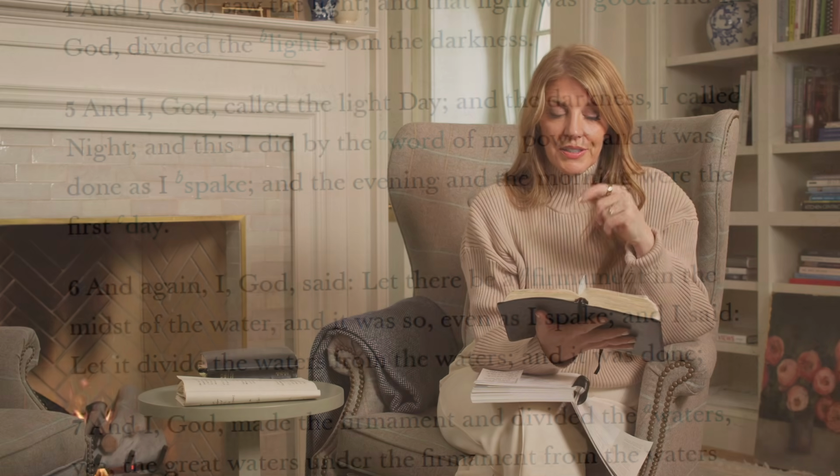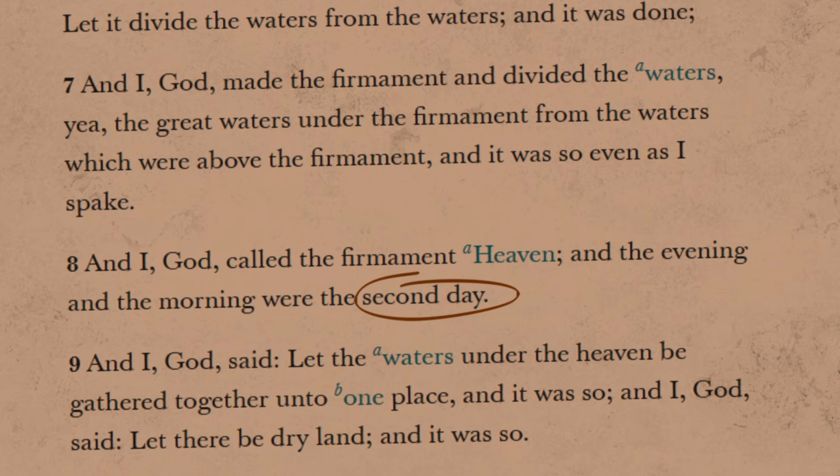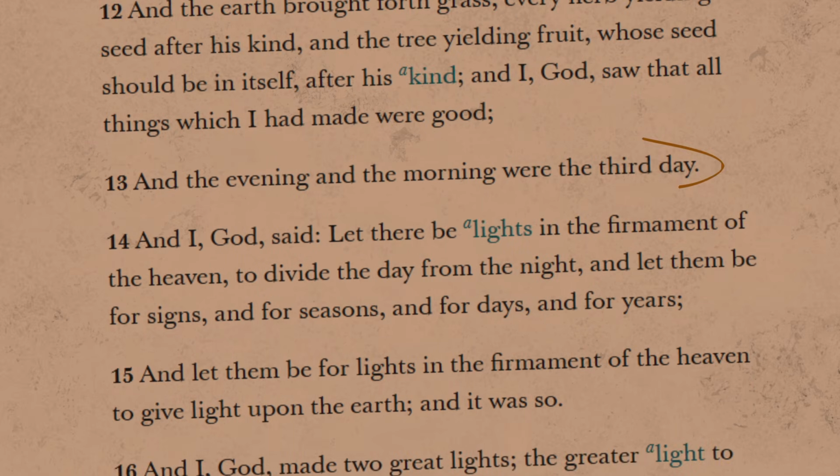One thing you can do is to go through and circle all the days. Verse 5, circle first day. Verse 8, circle second day. Verse 13, third day, and so on. And then just go through and underline the things that are happening in each day. These are all different creative periods, different things that the Lord did to bring order to the chaos and beauty to the earth. Everything He's doing is life-giving.